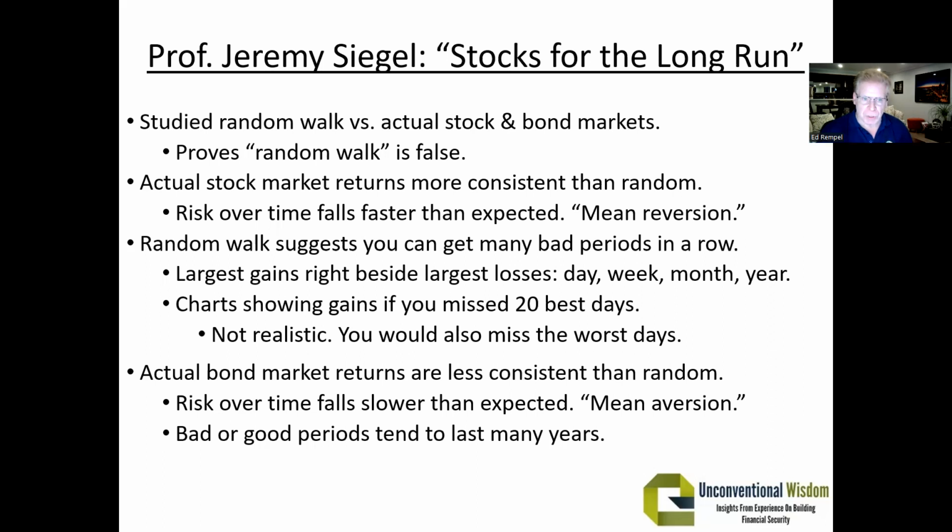He's got a study which I'll show you in just a minute. What he found is that actual stock market returns are more consistent than you would expect if they were random, and the risk over time falls faster than you would expect. So the longer you hold stocks, the lower your risk becomes. You would expect a certain amount of that if it's random, but it actually falls much lower. It's called mean reversion.